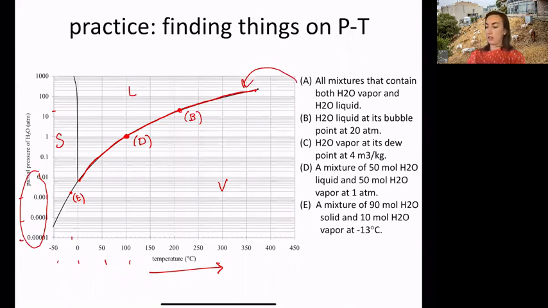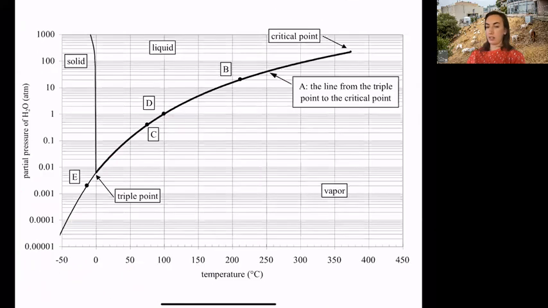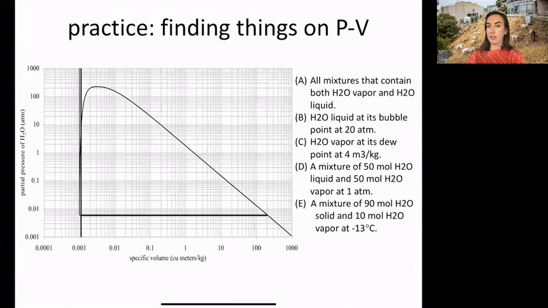So our next slide is sort of the answer key to that, and then we can find the same things that we were looking for on the PT diagram, we can try to find on our PV diagram. Okay, so the first thing we want is all mixtures that contain both H2O vapor and H2O liquid. So that's going to be this whole region, this whole envelope in the liquid vapor coexistence region. So this whole region is part A.